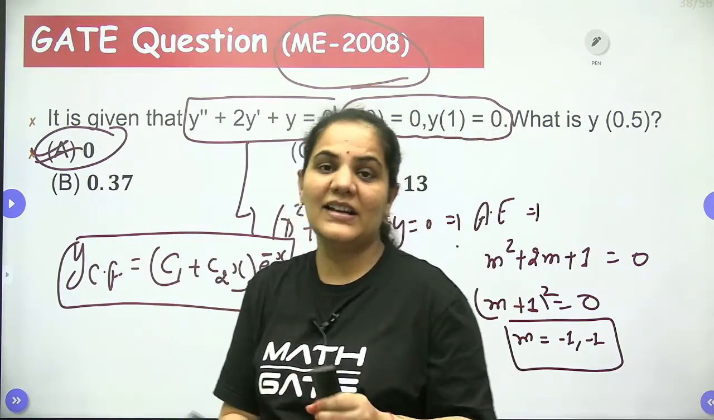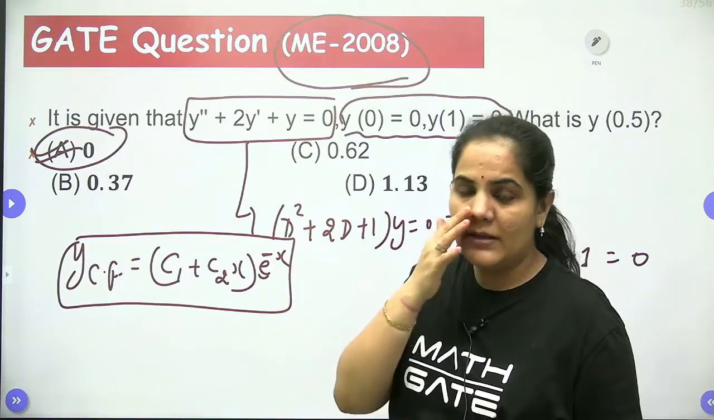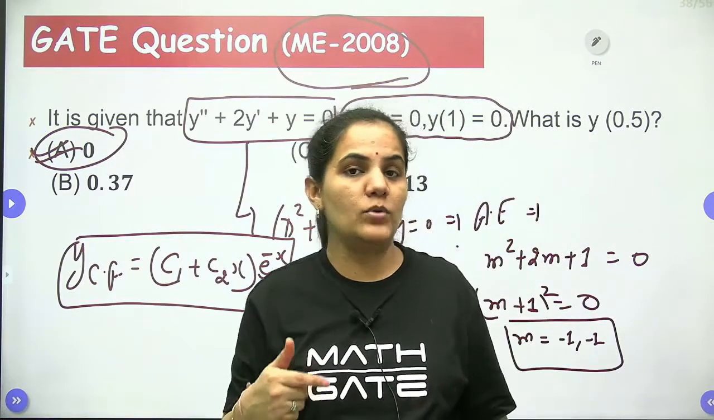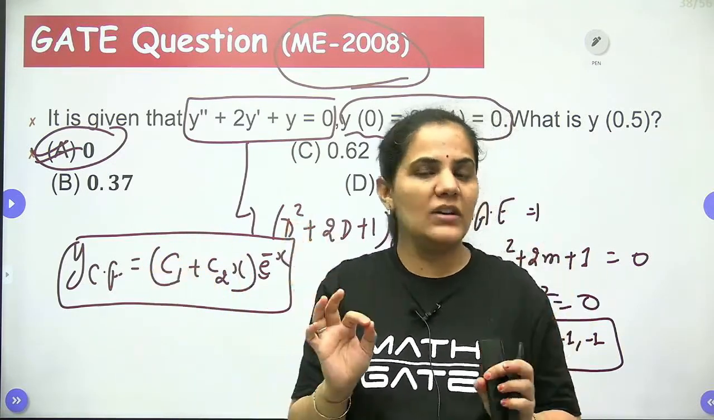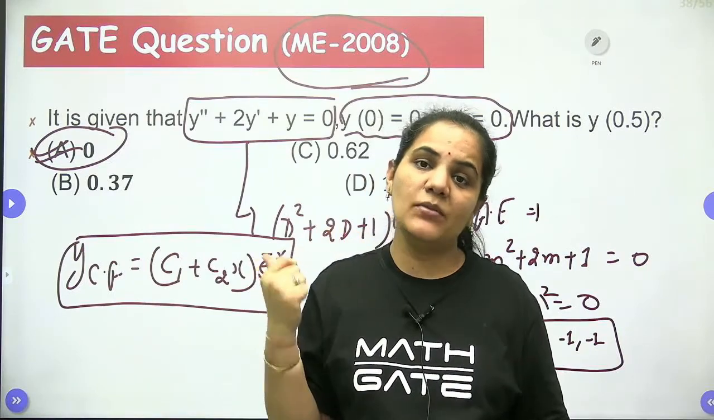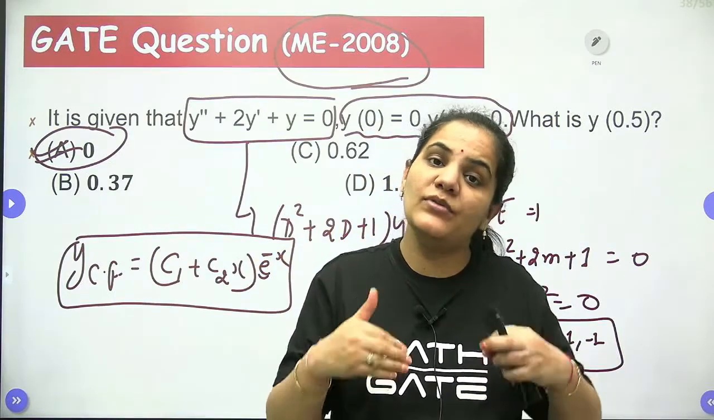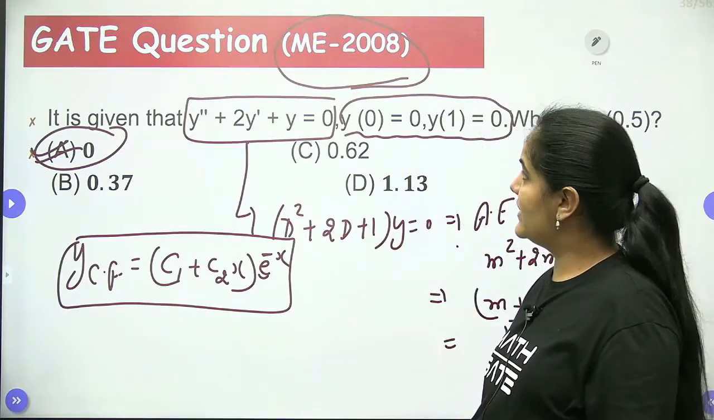Questions like these are frequently asked in the GATE examination. If you know how to approach the simple questions, you can solve these too, because there is only a single difference between these questions and the simple ones: here we have to find the constants with the help of the given initial conditions. So that's why the result is 0.